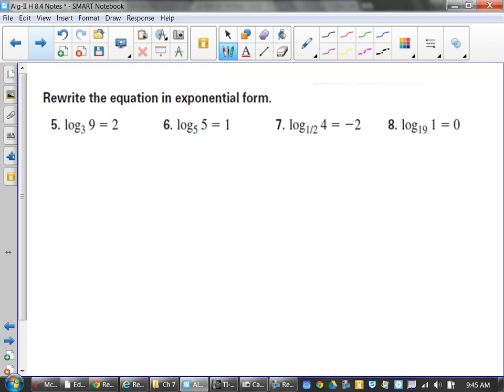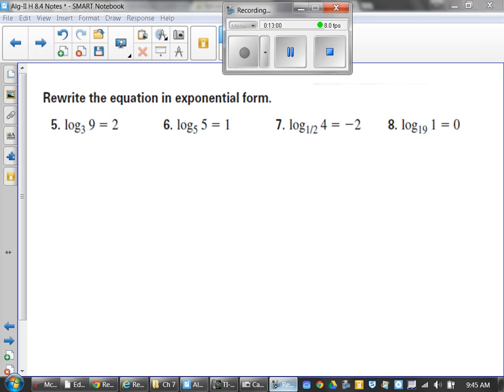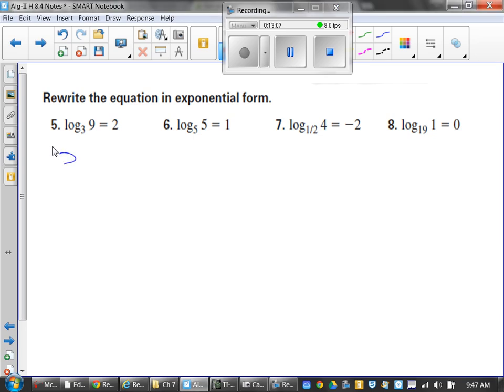So take a minute, rewrite those into exponential form. All right. Let's take a look. I'm guessing this isn't that bad. What's the first one? 3 squared. What about the next one? 5 to the first power equals 5. Next one? 1/2 to the -2 power is 4. And then lastly, 19 to the 0 equals 1. Okay.